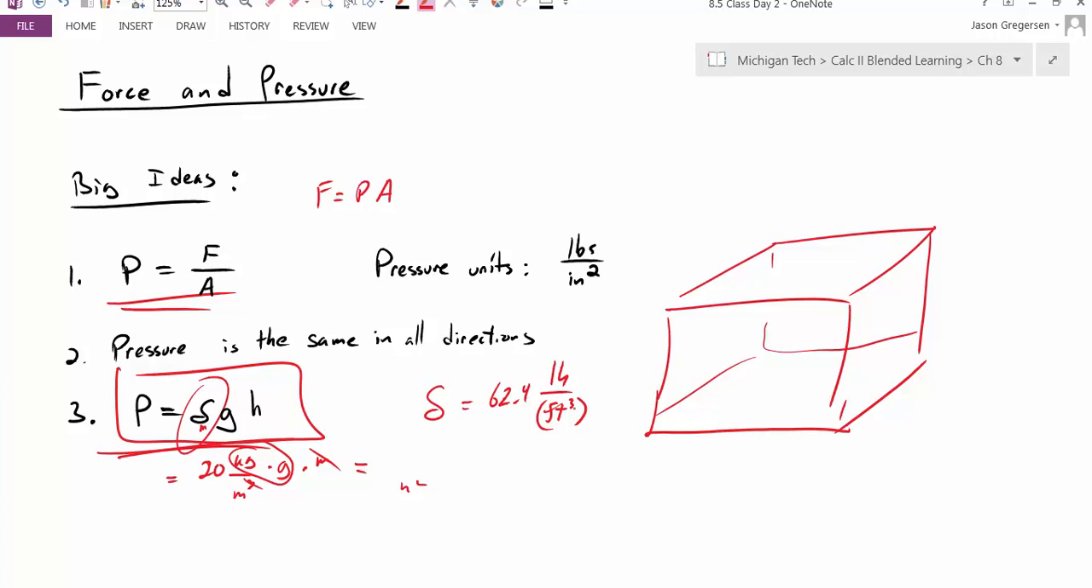All right, so those are my three big points that we're going to recall as we start off our discussion about force and pressure. Any questions about these?